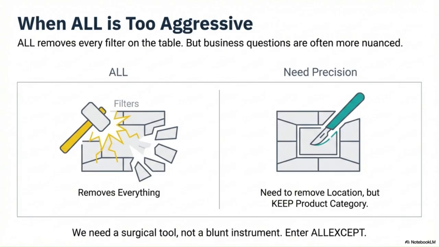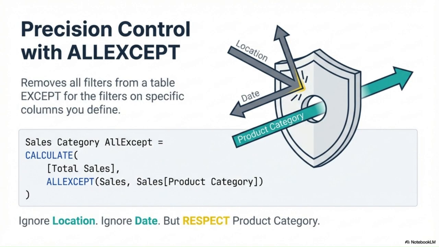ALL is powerful but sometimes too aggressive. It removes location filters, category filters, date filters, but sometimes you want to remove only some filters, not all. This is where ALLEXCEPT comes in. ALLEXCEPT removes all filters except the ones you explicitly give. It gives you surgical precision over filter behavior.